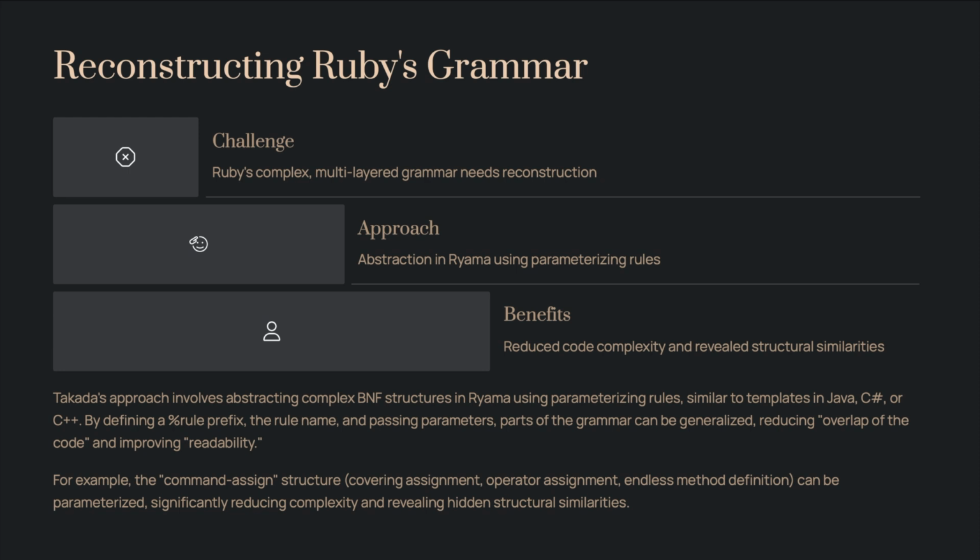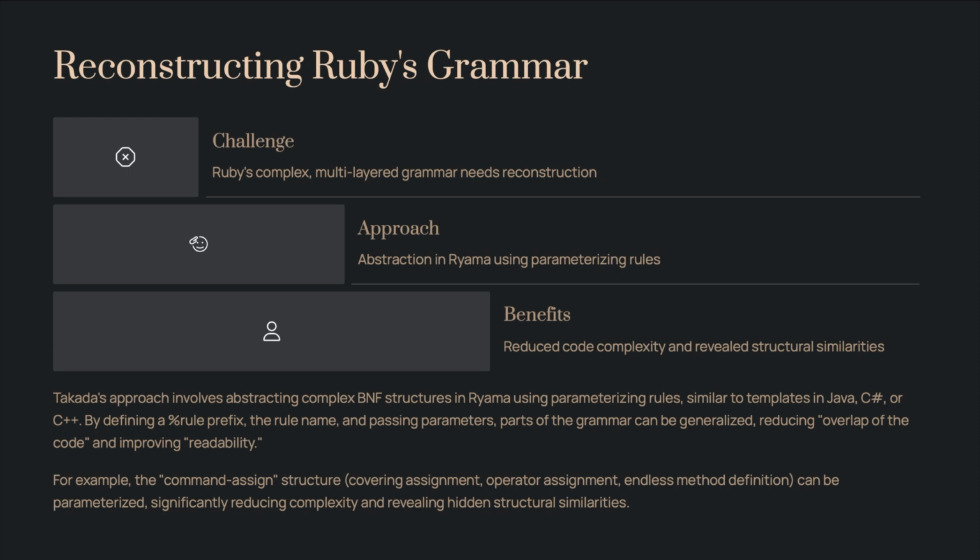Exactly. That's the goal. Did he talk about what's next? Future goals? Yeah, he laid out a few things. He wants to improve the usability of these new Ryama features, like parameterizing rules. Apparently, they were a bit hard to actually use effectively in the standard library or inline contexts. Okay, make the tools easier to use. Which should allow them to simplify the grammar structure even further.